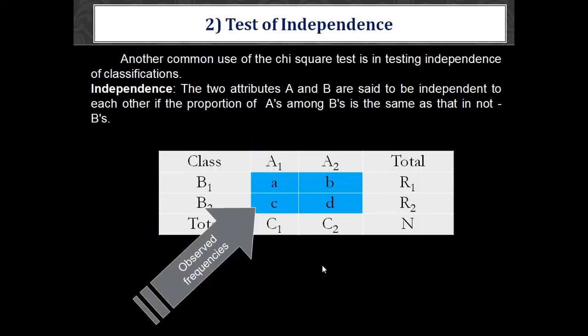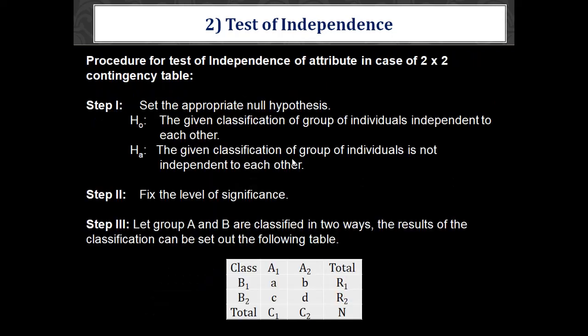Second application, test of independence. That is the common use of chi-square, particularly to test the independence of the classification. When a group is classified in different ways, say here we have 2 classes, class B and class A, and here we have 2 by 2, 2 by C, R by 2, R by C contingency table. In that situation we have to work out the expected frequency for each class.